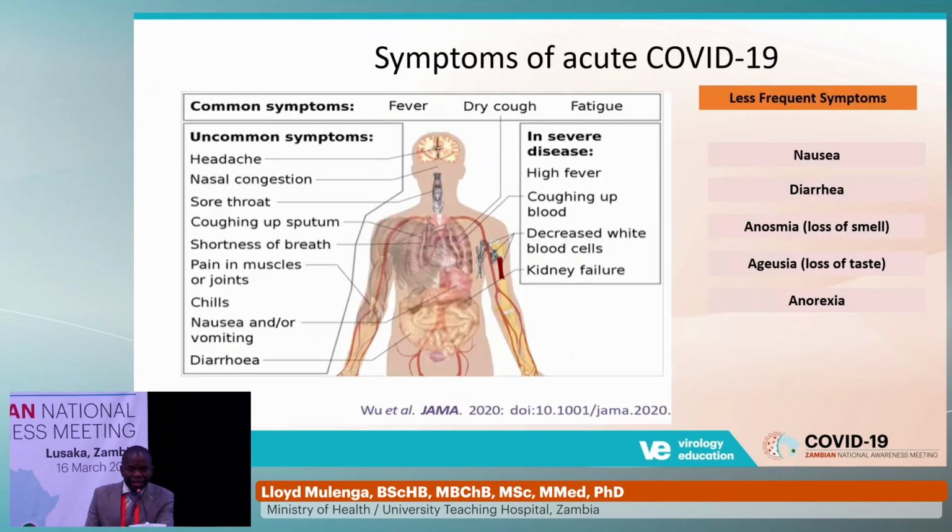And when you come to the symptoms, the common symptoms, we still have fever, dry cough, fatigue, which is a hallmark of this disease. Then in severe disease, people may even have hemoptysis, which is rare, but also you may have lymphopenia during that stage. We have the less frequent symptoms, nausea, diarrhea. Anosmia apparently is also quite high, and also the loss of taste, as well as anorexia.